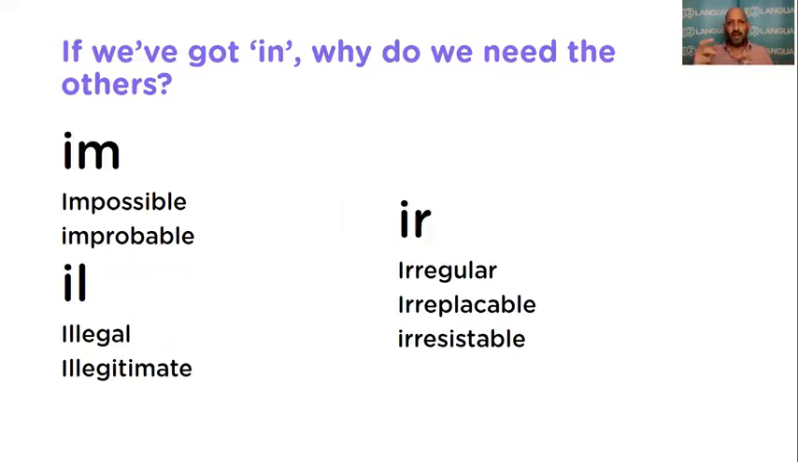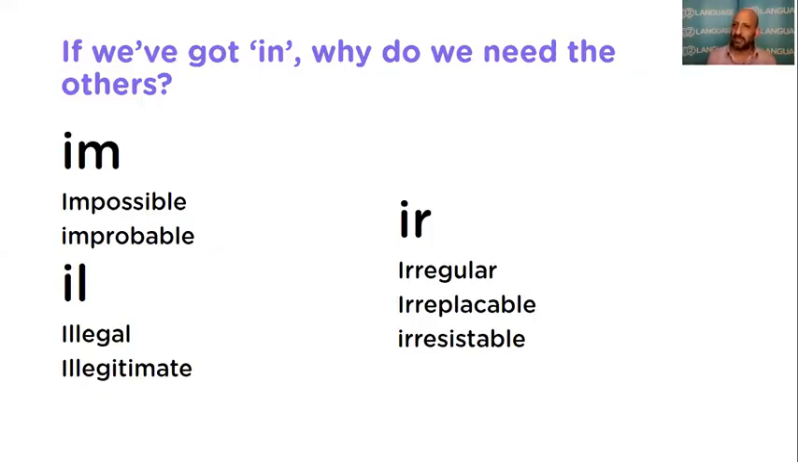What's the rule for im? What's the rule for ir? What's the rule for il? It is complicated, but not as complicated as saying impossible, improbable, illegal, illegitimate, irregular, irreplaceable, and irresistible. Okay? Think about the mouth gymnastics involved in using the in prefix with the words possible, probable, legal, legitimate, and so on. It doesn't make sense.